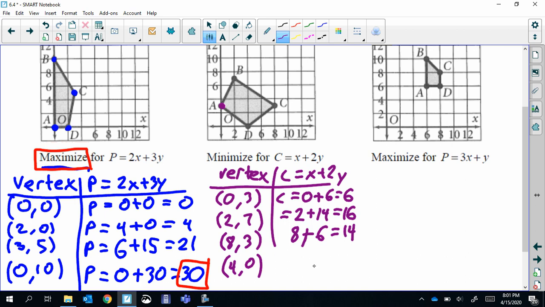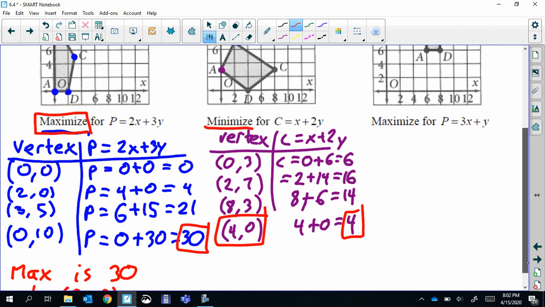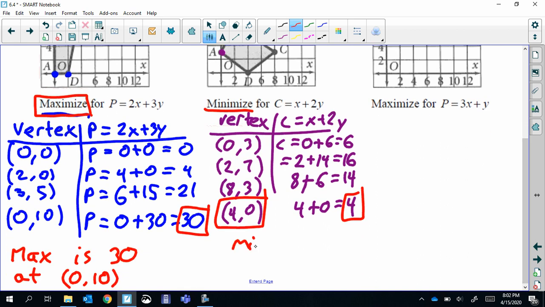And then plug in 4, 0. That'll be 4 plus 0 is 4. So again, max or minimize this time. So we're looking for the smallest number. 4 is the smallest, so this is our minimum. We have a minimum of 4, and that happens at the coordinate 4, 0, which is point D up there.